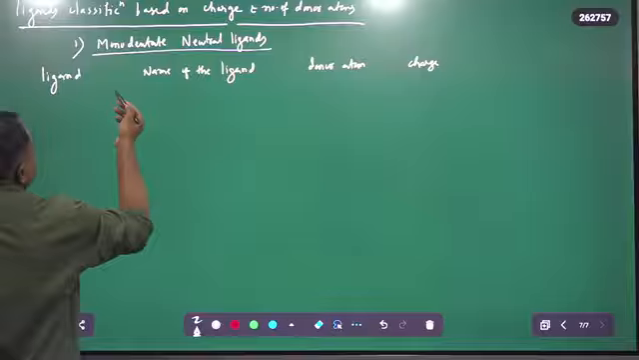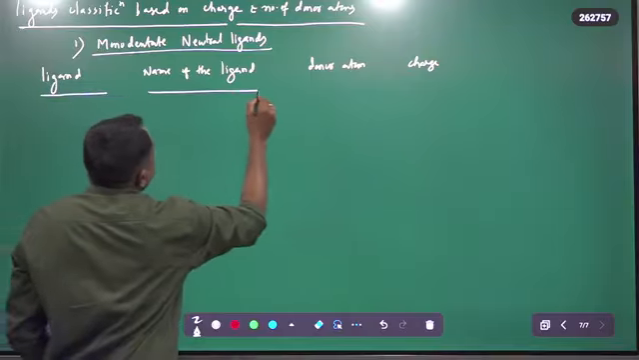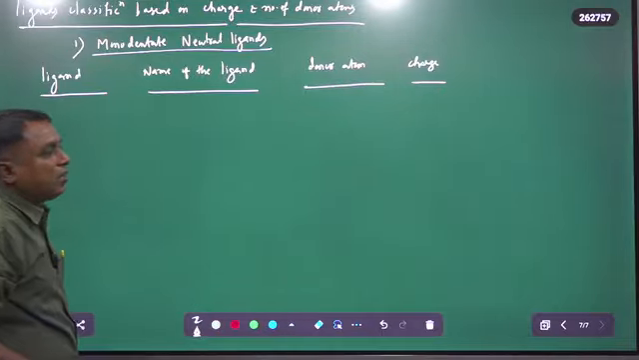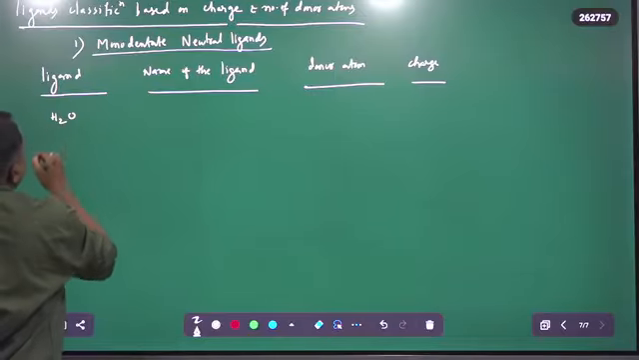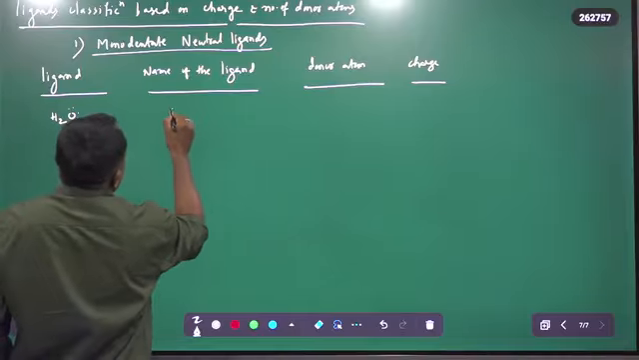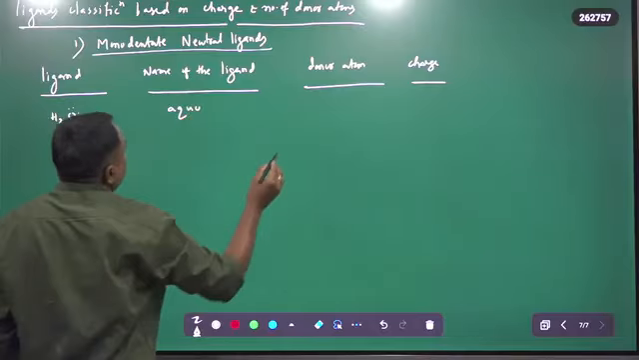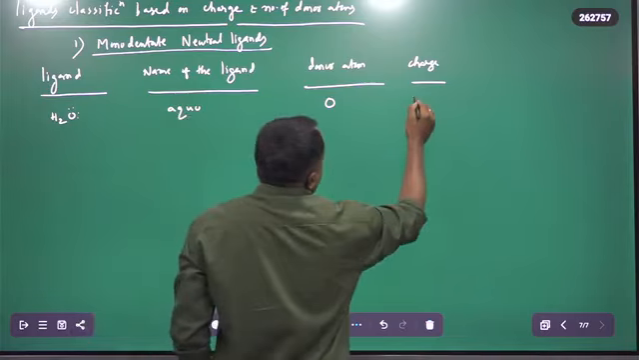What are the monodentate neutral ligands? For example, you take H2O. H2O is a neutral ligand. The name of the ligand is aqua. The donor atom, in this case, is oxygen, and the charge is neutral.